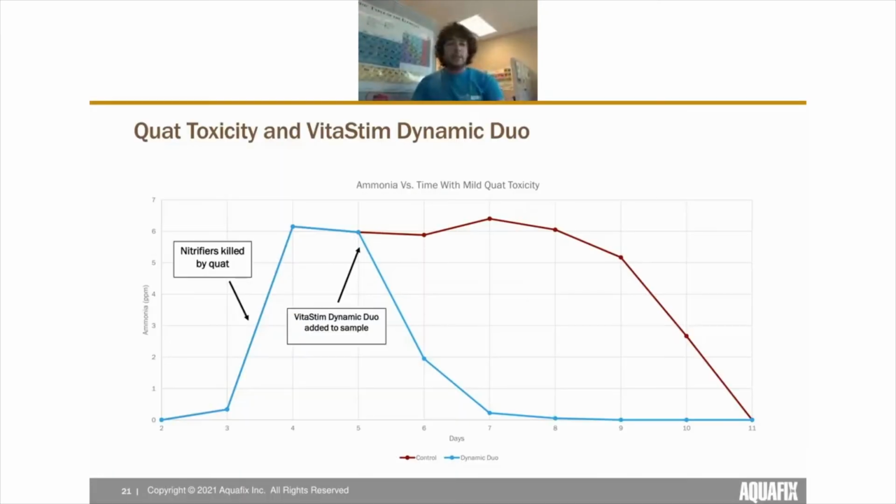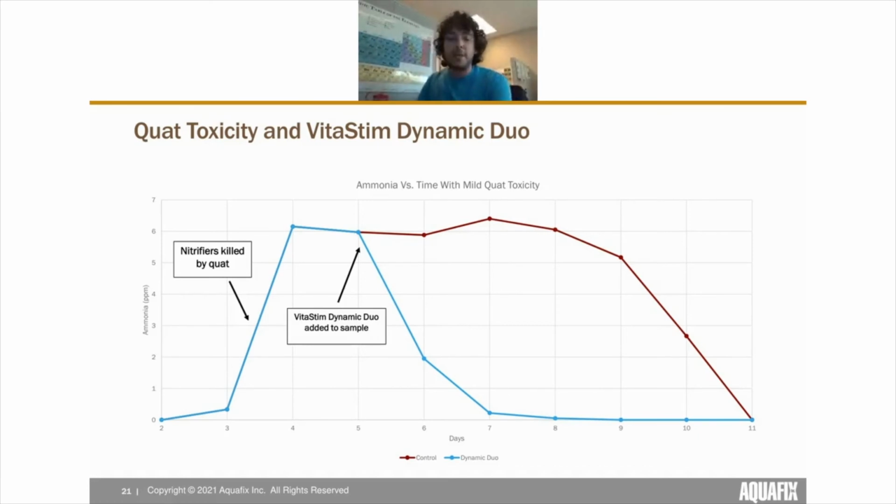So here's another quick study. We were doing this with quat toxicity and Vitastim Dynamic Duo. We've done a lot of internal studies on Dynamic Duo. This one was interesting, and it was a bit of a troubleshooting experience, because one thing you'll need to watch out for in your wastewater plants, if you have an issue with toxicity occurring, such as quat being fed into your system, is that it needs to leave the system before you can feed a bacterial product, and it can be hard to determine if it has completely left the system or has become inactive.